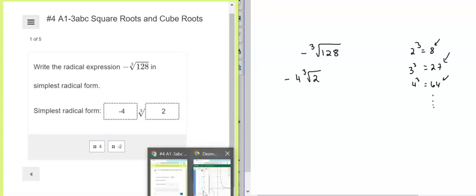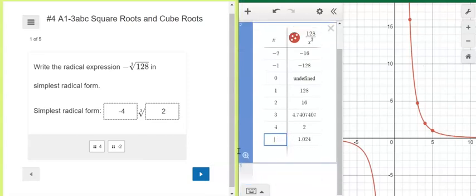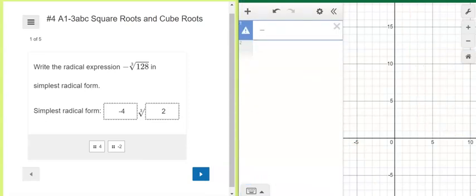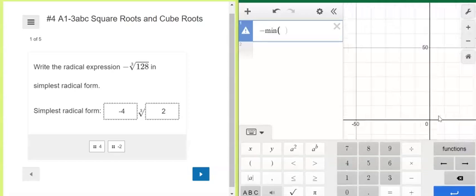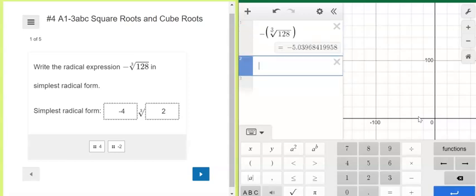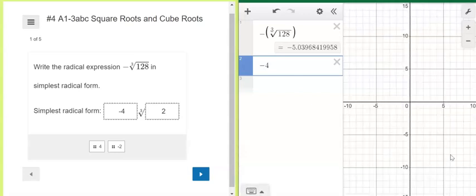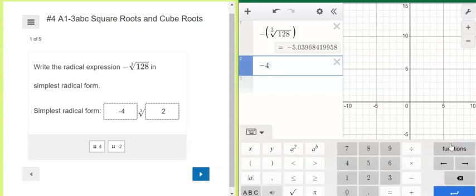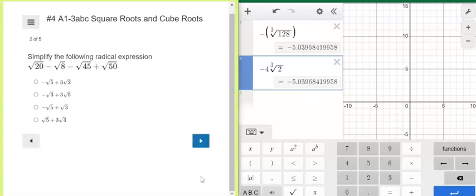And then after you do all that work, if you want to go ahead and check your answers to see if they're equivalent, you can do that. So cube root of 128, and then my answer was negative 4 cube root. Oh, my bad, hold on. Cube root of 4. See how they have the same thing? So I know that this is equivalent. All right, this one.